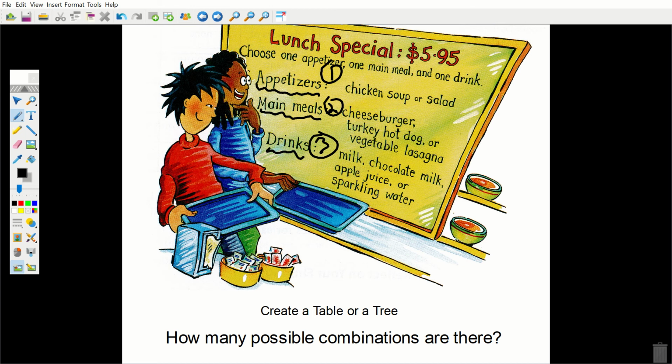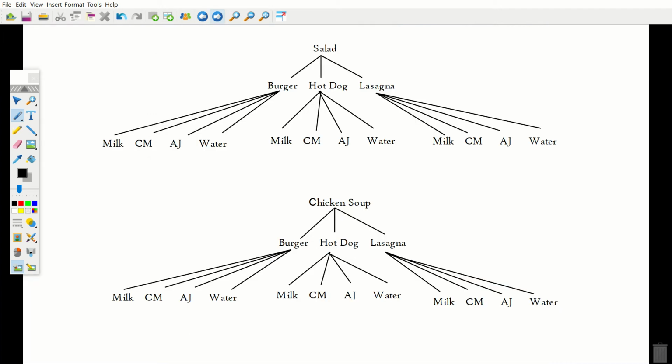You can have 4, 5, 6, 7 independent events, and it gets to be a lot of work. You create a tree or a table, whatever you choose, it gets to be a lot of work. So if I were to create a tree diagram for this, it would look something like this.